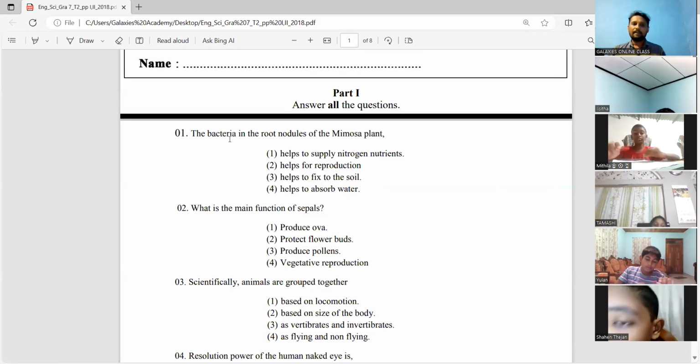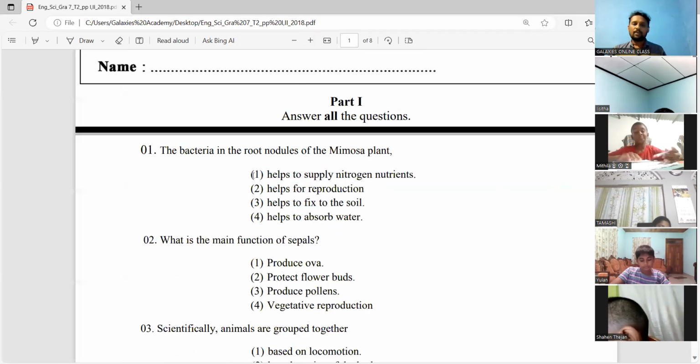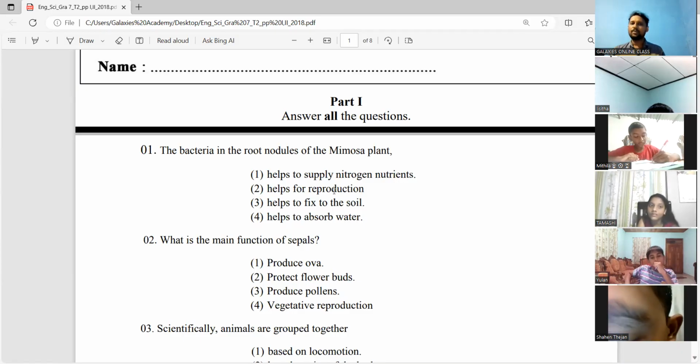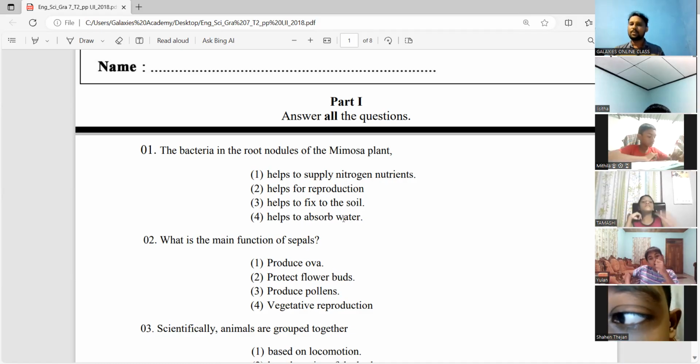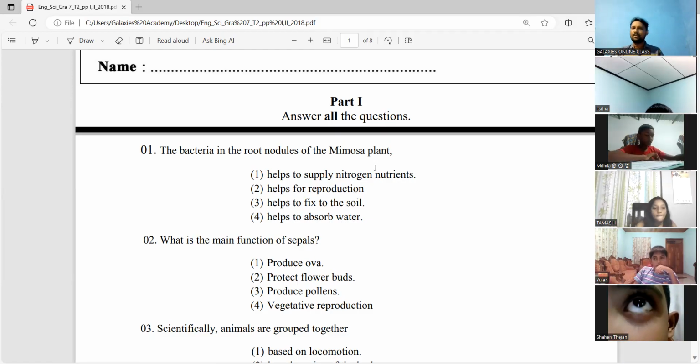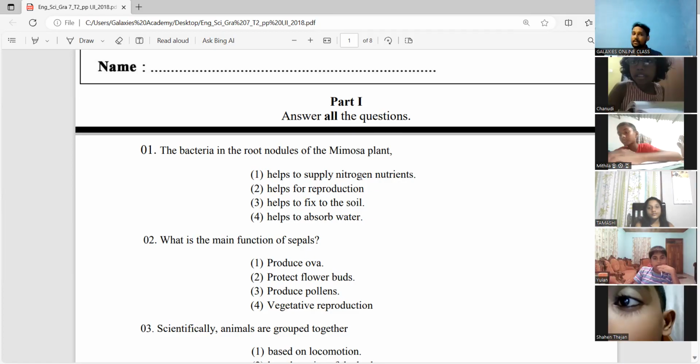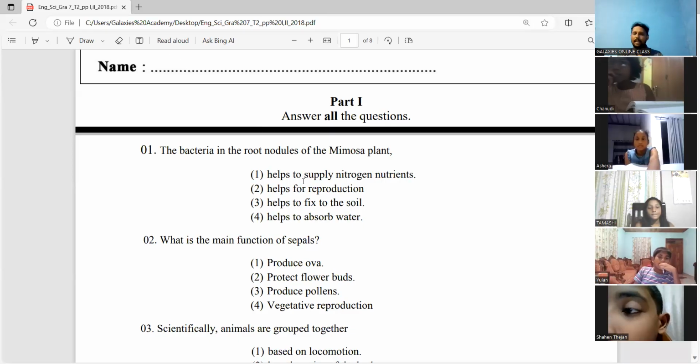The first one given: the bacteria in the root nodules of the mimosa plant. There are 4 answers given. What's the function of these bacteria? Helps to supply nitrogen nutrients, helps reproduction, helps to fix the soil, helps to absorb water. What's the function of the bacteria that live in the root nodules of the mimosa plant? Do you remember the function? Helps to supply nitrogen. Yes, helps to supply nitrogen nutrients.